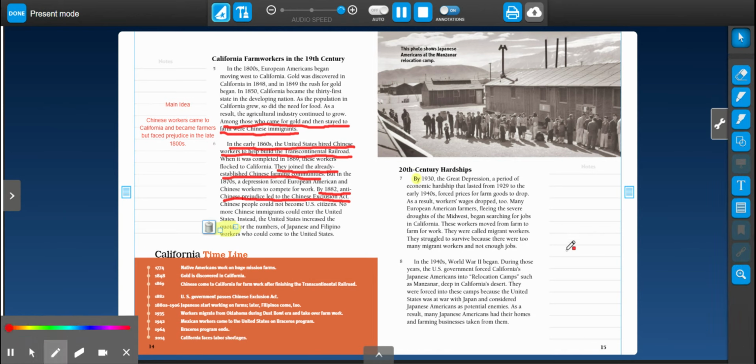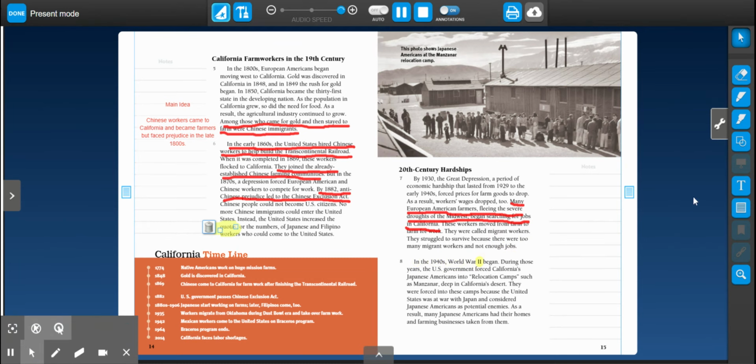20th century hardships. By 1930, the Great Depression, a period of economic hardship that lasted from 1929 to the early 1940s, forced prices for farm goods to drop. As a result, workers' wages dropped too. Many European American farmers, fleeing the severe droughts of the Midwest, began searching for jobs in California. These workers moved from farm to farm for work. They were called migrant workers. They struggled to survive because there were too many migrant workers and not enough jobs.